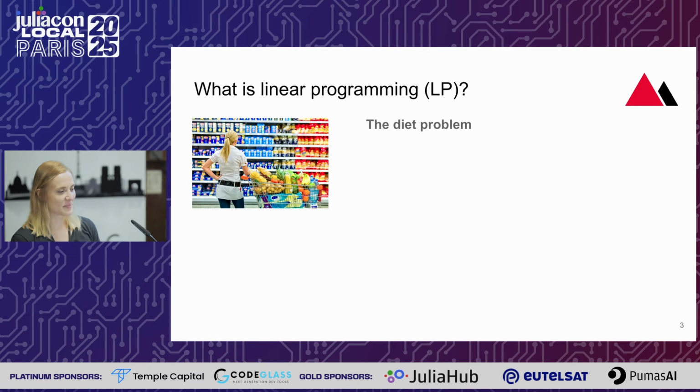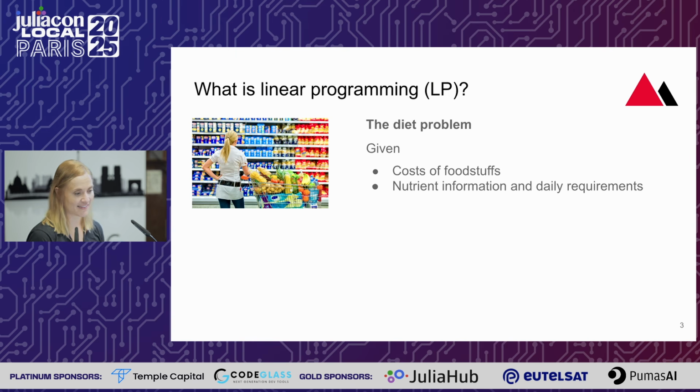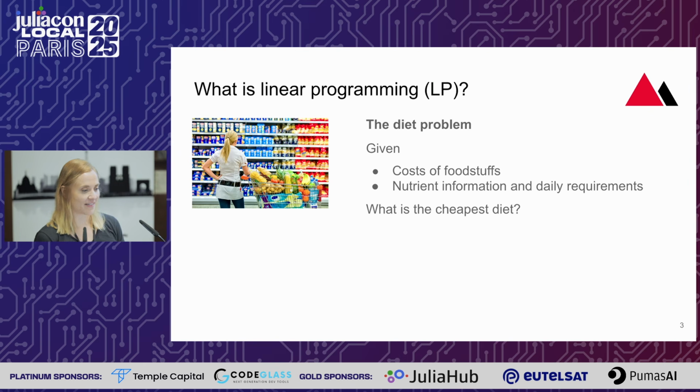Starting with some background, most of you here will know what an LP is, but just in case someone's not encountered LPs before, I will introduce the problem. The classic way it's taught to undergraduates is with the diet problem. So imagine you're a student in the supermarket and you want to save money and you need to buy food. The problem is, given the cost of food items, what should you buy to satisfy your nutritional requirements and spend the least money?